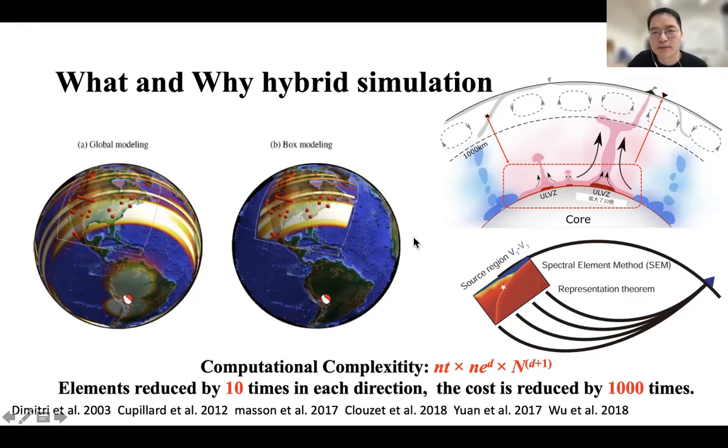The second setting is like this, with the source in the box, but stations outside the box. This kind of setting we can use to probe the source focal mechanism in some very complicated locations, such as subduction zones. And the third setting is like this. We can use sources and receivers both outside of the box in order to do inversion of a remote location of interest. And let's go back to the traditional global simulation.